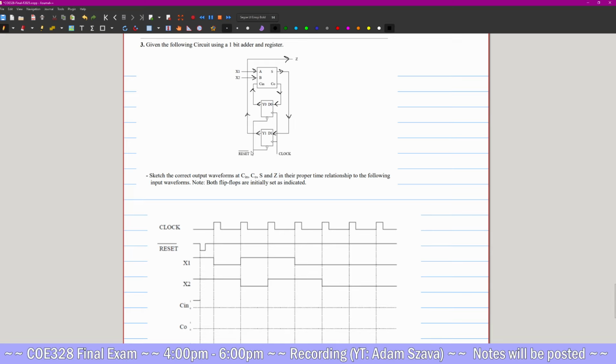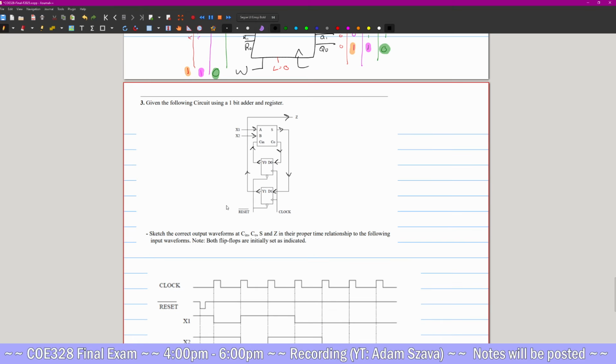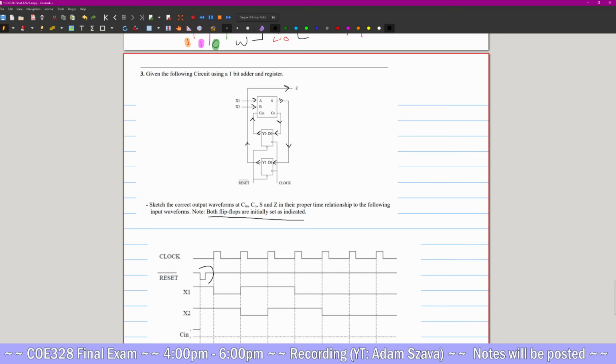And we can assume that the reset position, well, what does it say? Both flip-flops are initially reset as indicated. I think they mean by that that both flip-flops have been reset, which we can assume to be a 0 position.